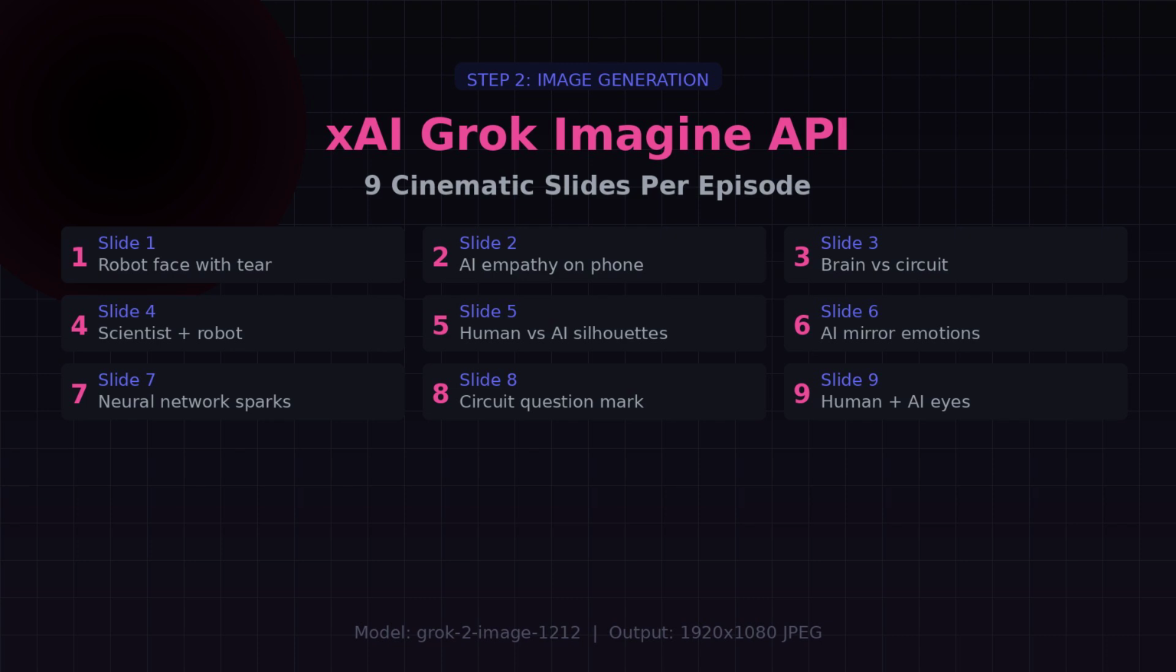For images, we use the XAI Grok API. The model is called Grok 2 Image, and it generates photorealistic cinematic art from text prompts. Each episode has 9 unique slide prompts, things like cinematic robot face with a glowing tear, or mysterious AI neural network sparking with unexpected patterns. The images are generated at high resolution and resized to 1920 by 1080 for video.